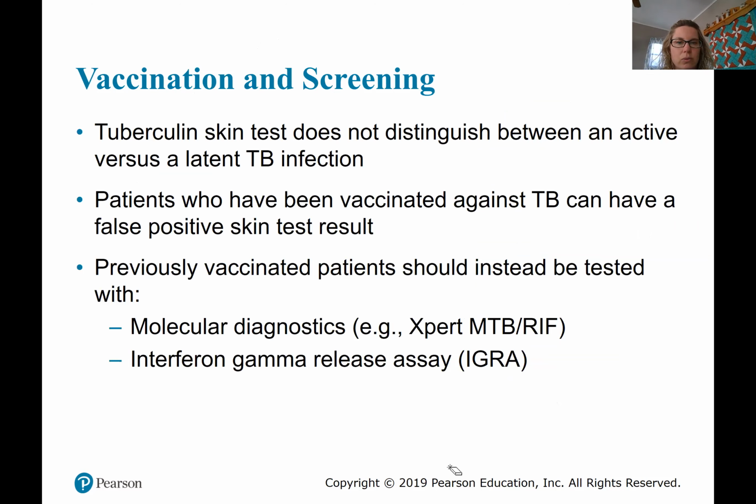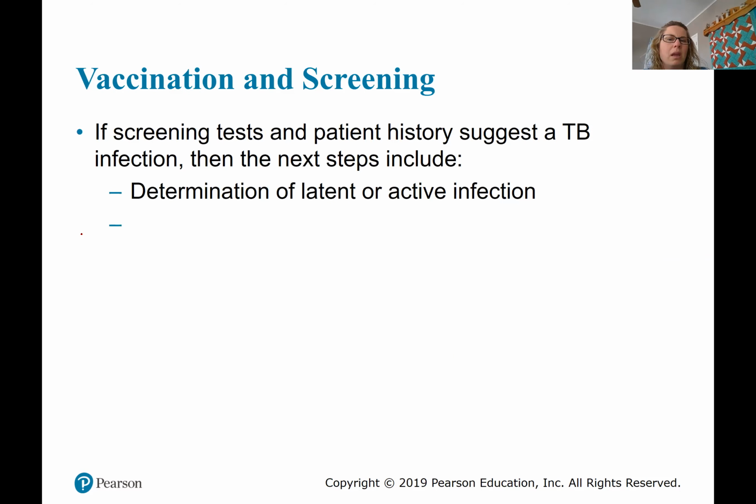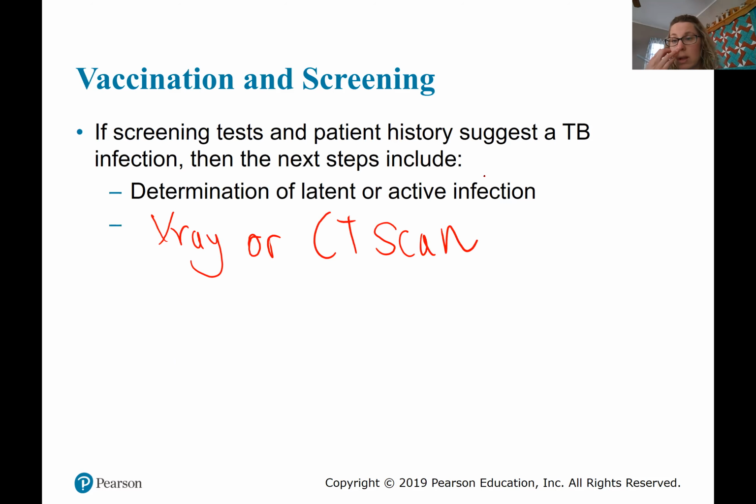Let's see. The skin test doesn't distinguish between active and latent infection. If you've been vaccinated, you could have a false positive. If you have been vaccinated, you should be tested with molecular assays. If you have a history of tuberculosis, to determine whether it's active or latent, you would have an X-ray or a CT scan to look for those nodules, those tubercles in the lungs.